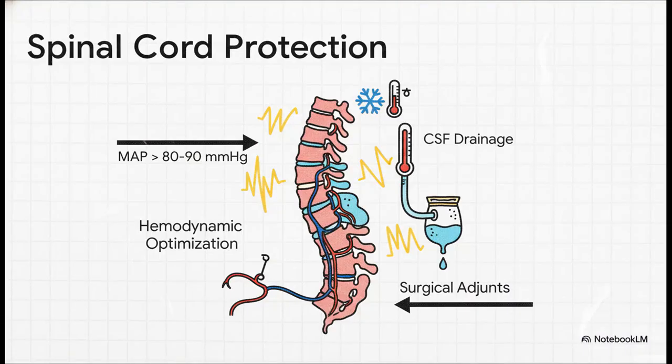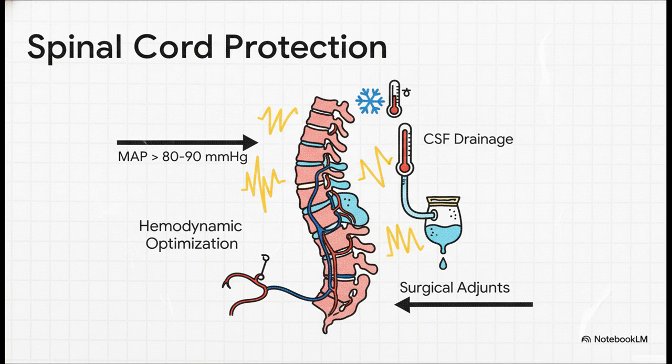So how do we fight back against a risk that high? We throw everything we have at it using a multimodal strategy. There's no single silver bullet. It's all about layering protections. First, we optimize hemodynamics. We run the mean arterial pressure high, often targeting 80 to 90 millimeters of mercury, to physically push blood into the spinal cord's vascular network.